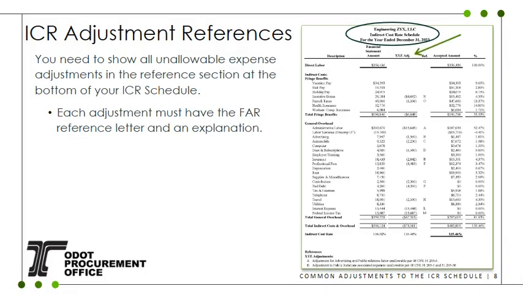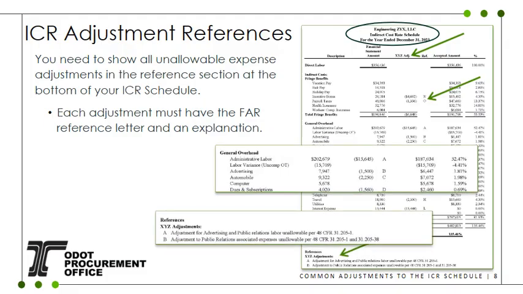You will place your firm's adjustments in the third column of the schedule, labeled for unallowable expenses or adjustments. Once you have made those adjustments, you will need to include a reference letter in the reference column of the schedule, which is usually to the right of the adjustment column. At the bottom of the schedule, you will correlate each reference letter or number with a detailed explanation. Next, we will go into the details of these entries.